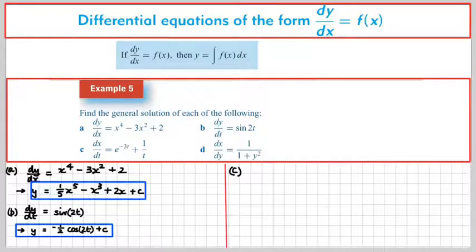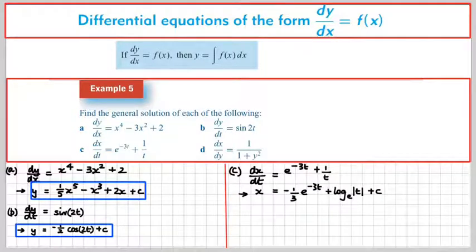Number C, what have we got here? dx/dt equals that. That's alright. So that's going to be minus a third of e to the minus 3t plus the log of modulus of t. Remember that modulus, otherwise you really are wrong, because t can't be negative. Well, actually, t can be negative, but the log of anything can't be negative. The log can't handle negative numbers, so you have to put a modulus around here to protect the log from getting a negative term to take the log of.